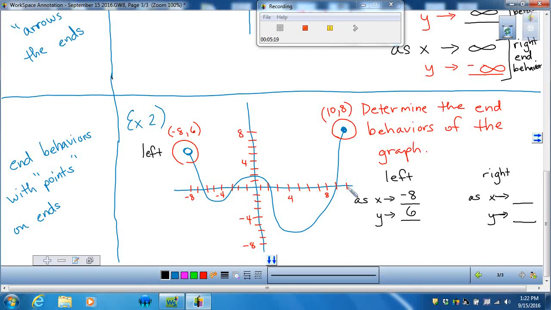Doing the same thing on the right side. This is my right side point. As x is approaching 10, y is approaching 8. So whatever the value of that ordered pair is, gives you your two values for your end behavior. Go ahead and pause and finish recording your answer.